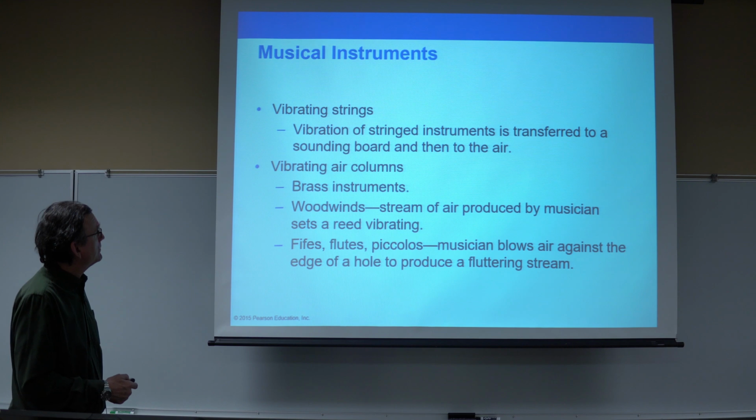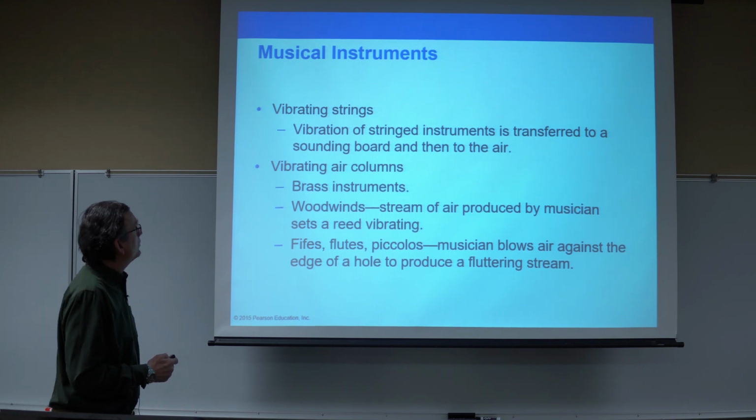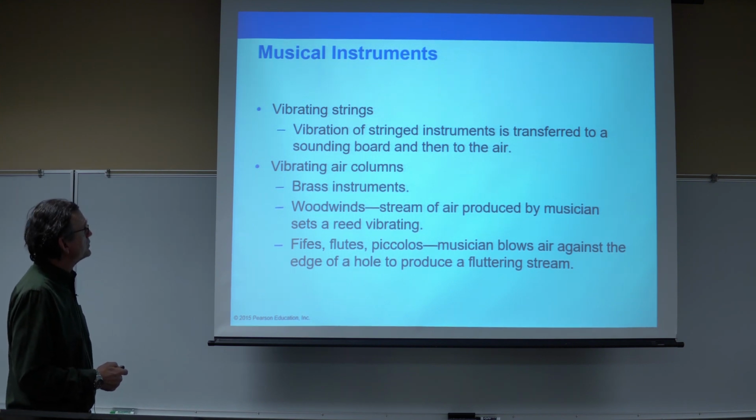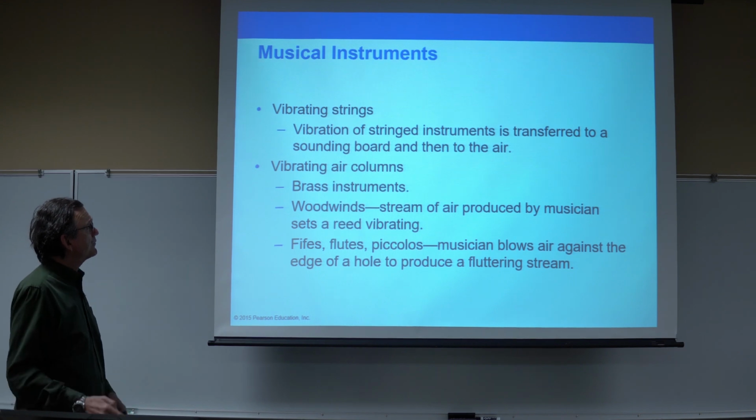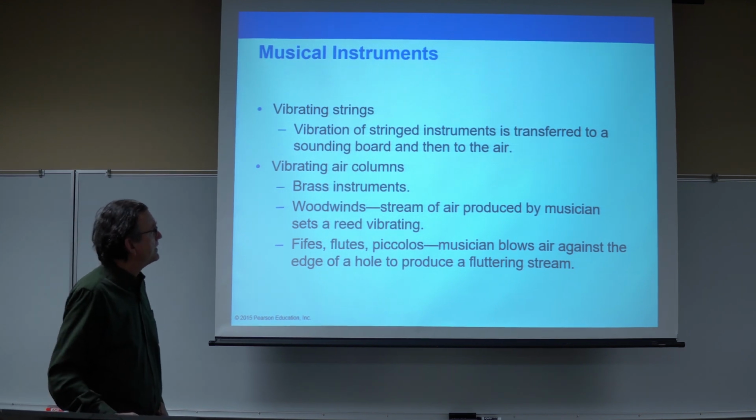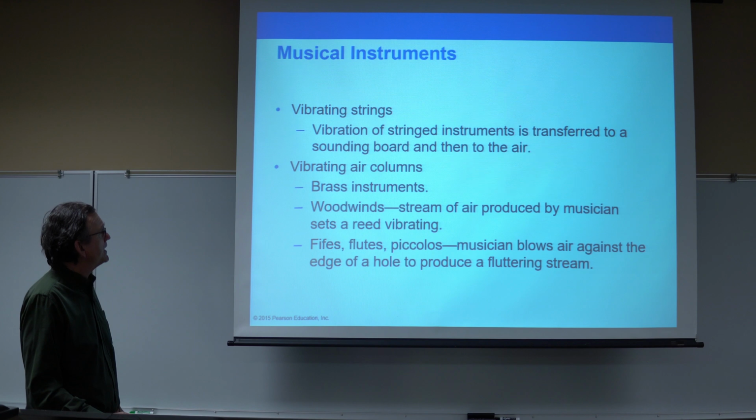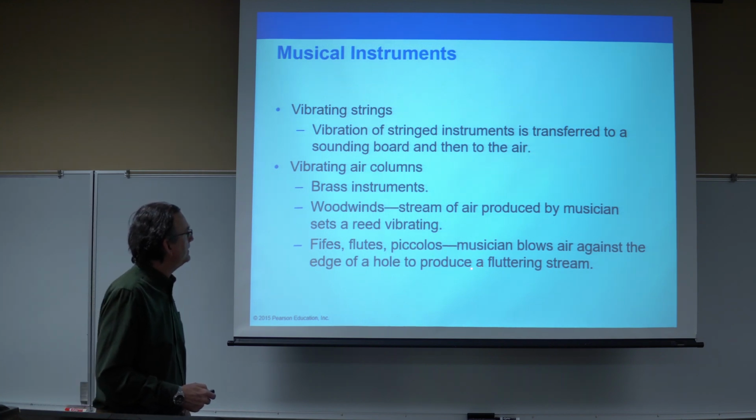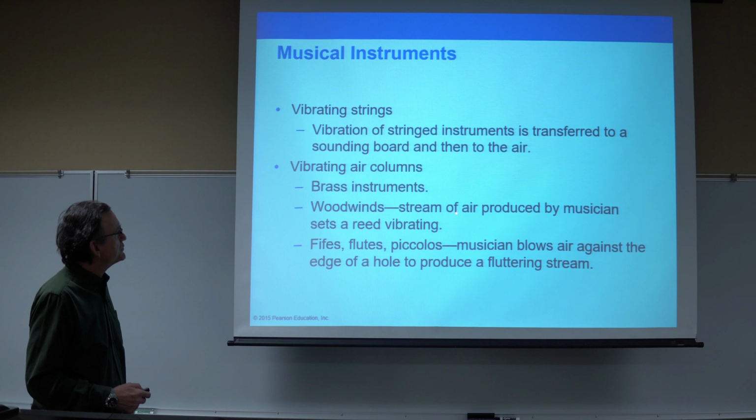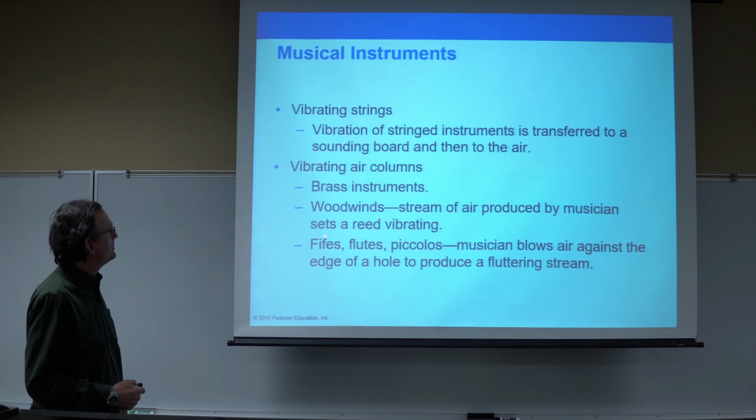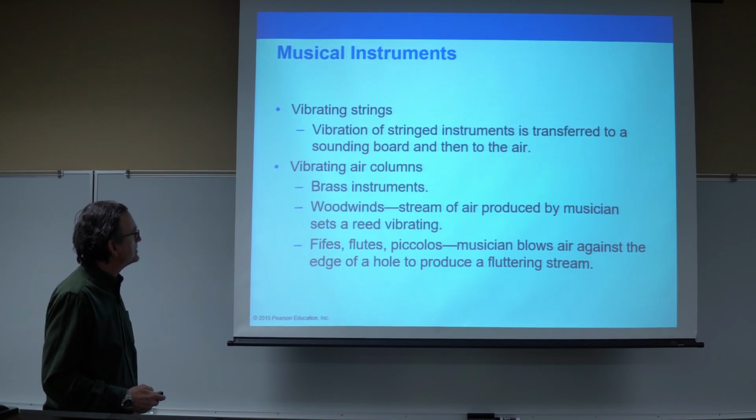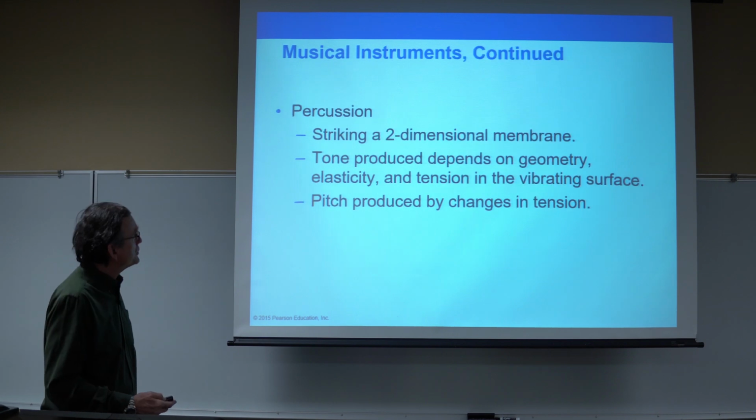This is just a list of the instruments that we normally deal with. We have stringed instruments, which include the whole array of things that you've heard and seen before, from harps to violins to guitars and pianos. But we also have vibrating air columns, which are set up by fifes, flutes, piccolos, church organs, things like that. And then there are woodwinds, which produce streams of air from musicians that set a reed vibrating, such as a saxophone, for example. Percussions are another one.